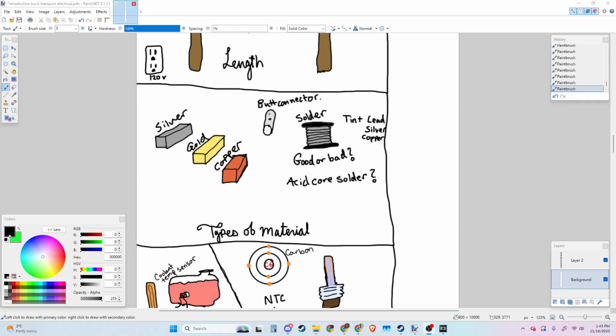And please, please always use shrink tube. How many times I've dealt with people using electrical tape to cover up wires is unbearable. It doesn't prevent moisture from getting in, it just causes a headache.